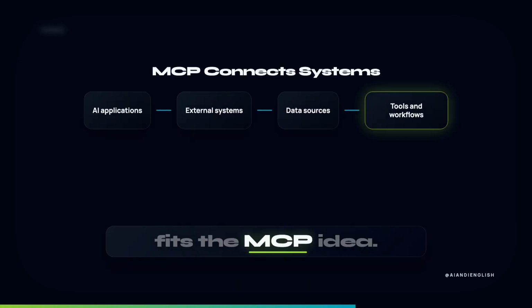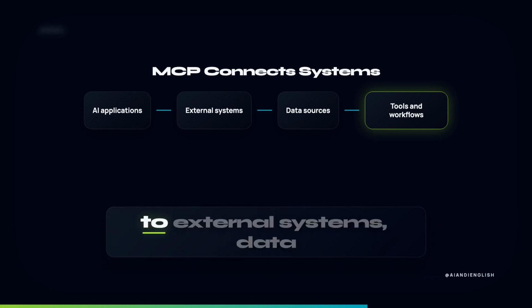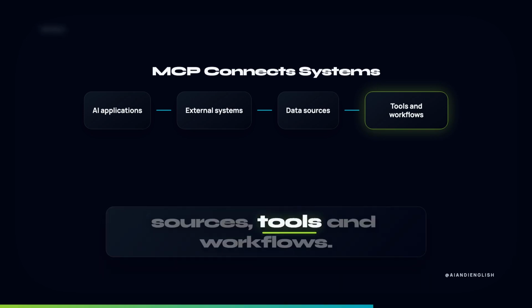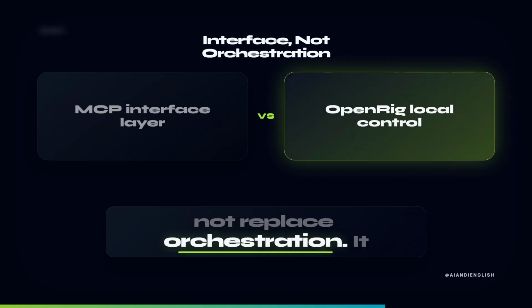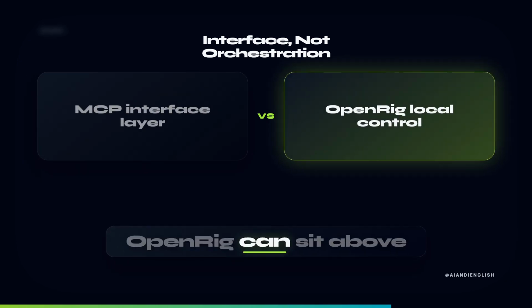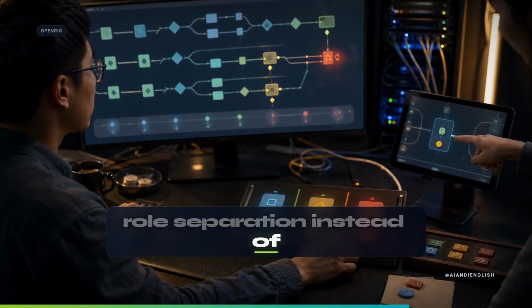This also fits the MCP idea. MCP describes a standard for connecting AI applications to external systems, data sources, tools, and workflows. Viewed locally, it does not replace orchestration. It is an interface layer. OpenRig can sit above it and decide which local tools and agents to use, and when. The third step is role separation instead of a prompt chain.